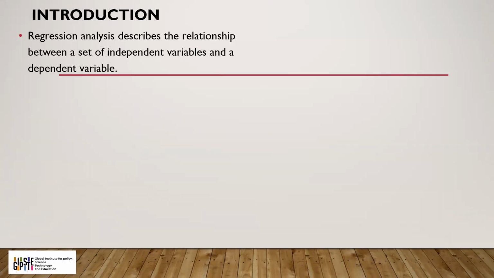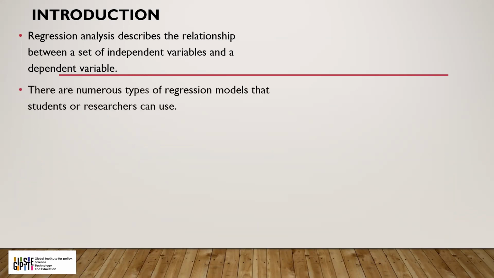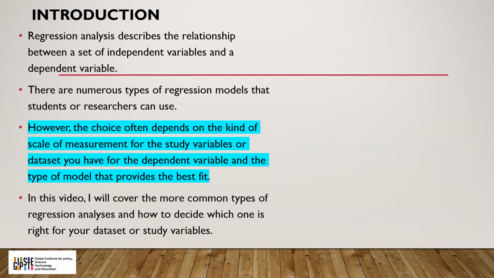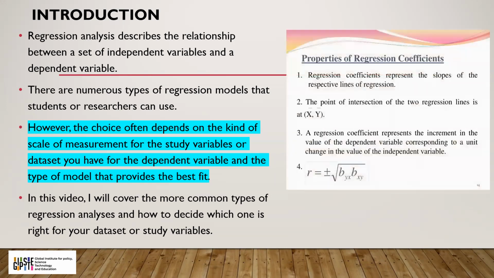Regression analysis describes the relationship between a set of independent variables and a dependent variable. There are numerous types of regression models that students or researchers can use. However, the choice often depends on the kind of scale of measurement for the data set you have for the dependent variable, and the type of model that provides the best fit. In this video, I will cover more common types of regression analysis and how to decide which one is right for your data set or your study variable.